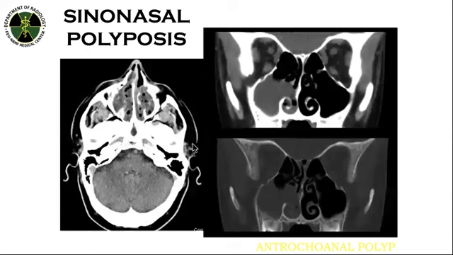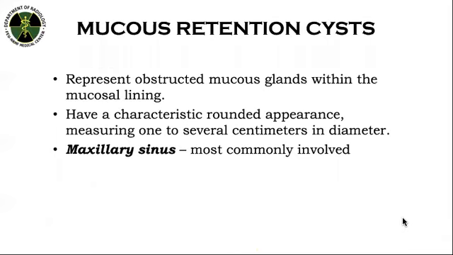So this is an example of sinonasal polyposis in your axial CT scan and then coronal CT scan. So again, we have the sinus ostium, which is the common channel which links the frontal sinus, the ethmoid air cells, the maxillary sinus to the middle meatus, which allows airflow and mucociliary drainage.